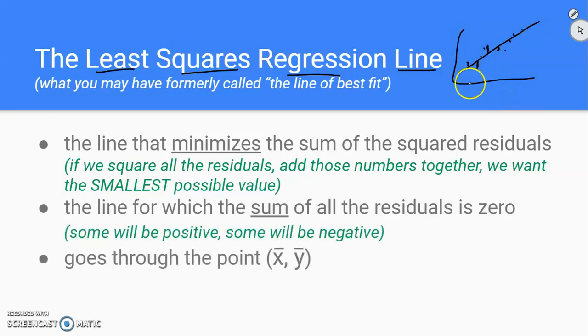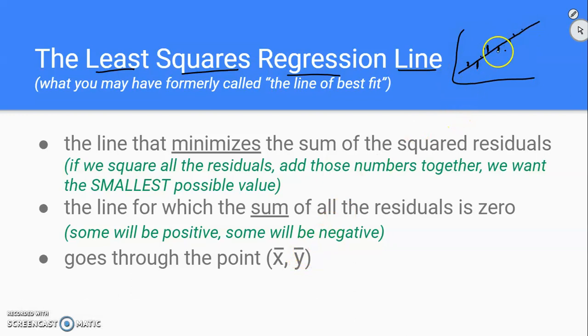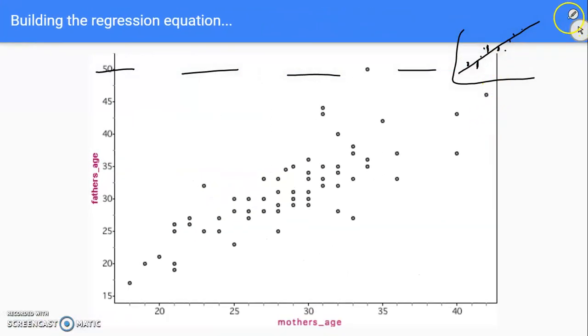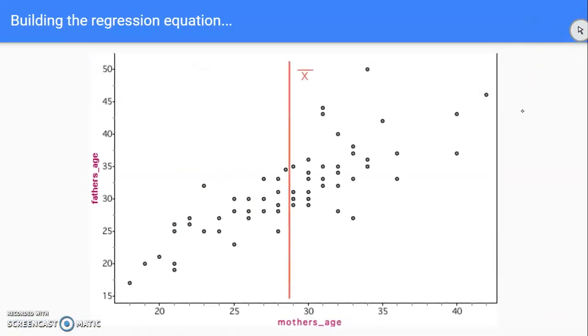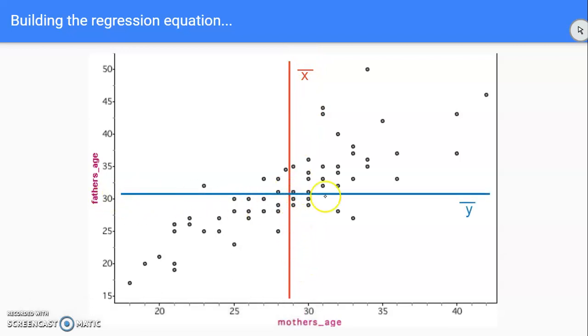And then it also is true that this line goes through the point x bar, y bar. So mean of the x's, mean of the y's. We know that our line will go through that point. And that's actually the first part of how we could potentially write the equation of that line given some specific data. So there's the mean of the x's. This is the mother's age, father's age data. So the mean of the x's, or the mean of the mother's age, is right here. And then the mean of the father's age, the y bar, is right there.